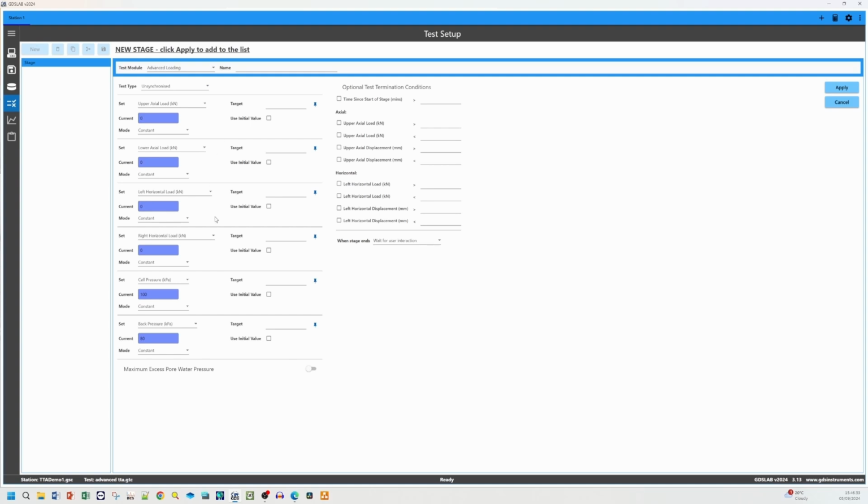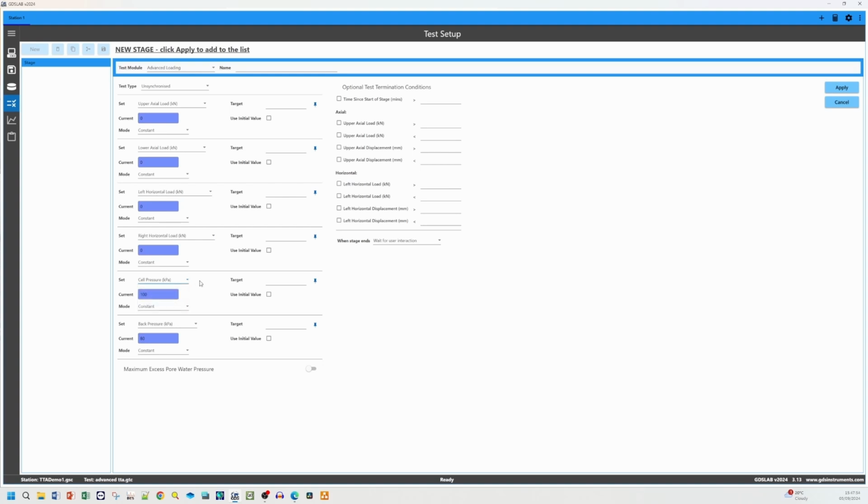Going through the unsynchronized, in the upper axle you have upper axle displacement, upper axle load, and upper axle displacement 2. And then you have the usual modes of constant, ramp, cyclic, and halt. On the next set block, you have your lower axle, where you can select the displacement or load. In the following set block, you have your left horizontal, which can be your displacement and load as well. And then the one after that, you have your right, which is the equivalent of the other, where you can have your horizontal displacement and load as well.